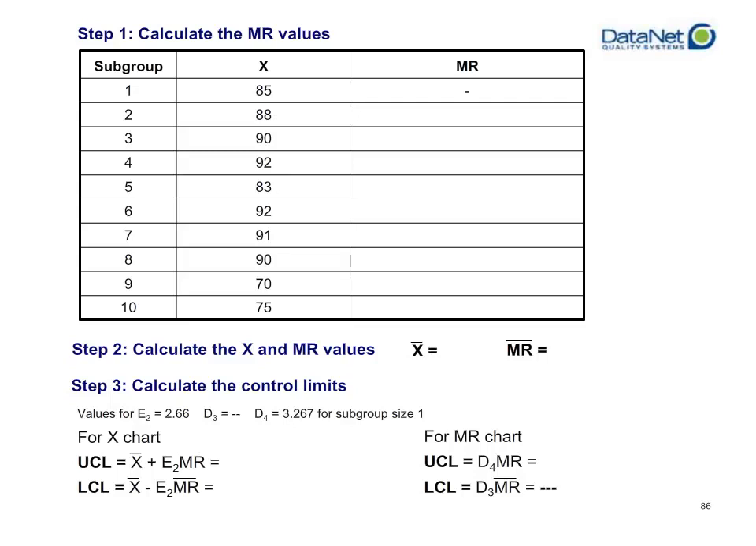So go ahead and calculate your control limits. X bar plus E2 times your MR bar, that's your upper control limit. And X bar minus E2 times MR bar is going to be your lower control limit. And your upper control limit for your MR chart, your secondary chart, is going to be D4 times your MR bar value. And there's not going to be a valid value for your lower control limit.